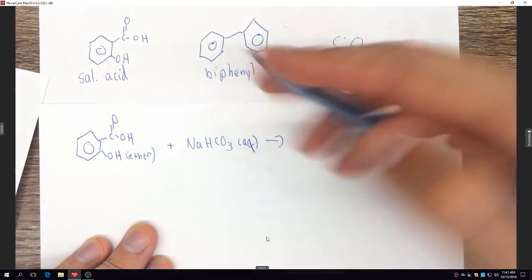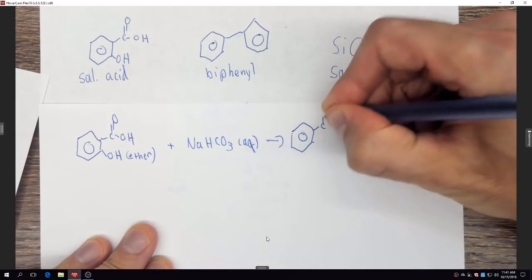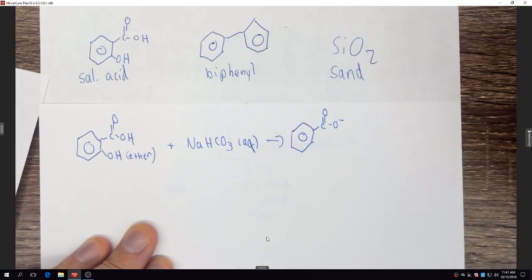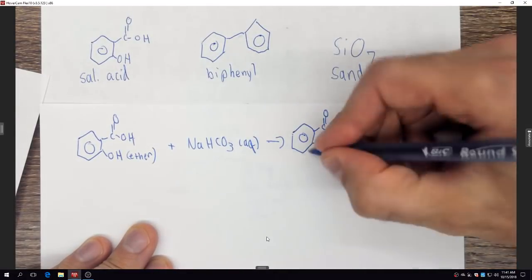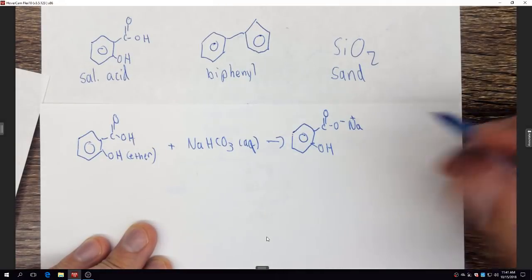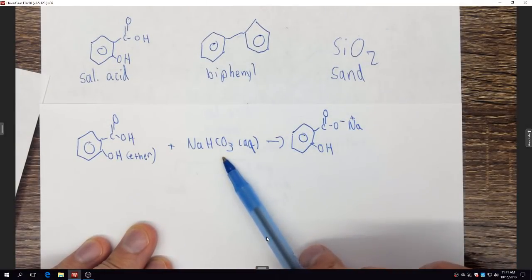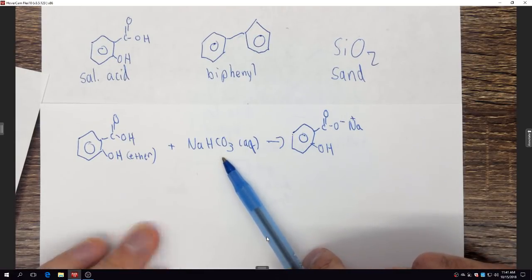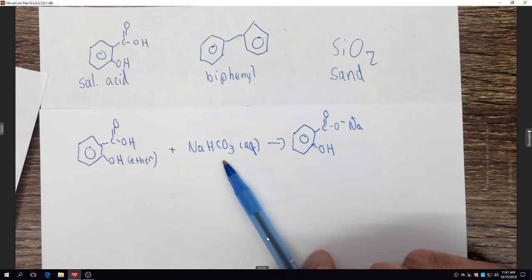So this proton is going to leave, and what you end up with is a carboxylate with a negative charge and the counter ion of Na+. That OH and the ring just goes along for the ride. Does anybody remember? Because this H will go with HCO3 and make H2CO3, carbonic acid. Does anybody remember about the stability of carbonic acid? What happens to carbonic acid at room temperature?